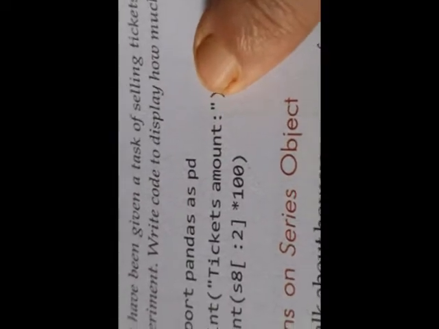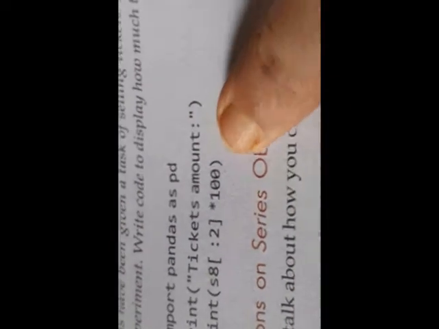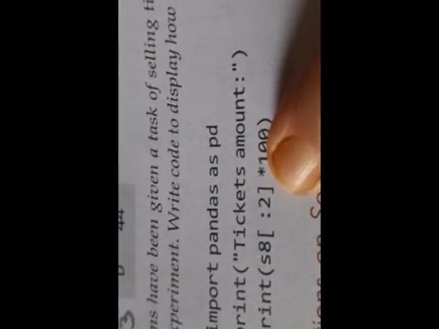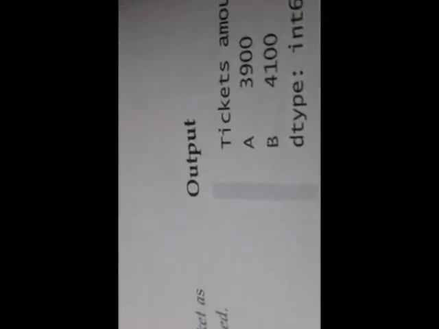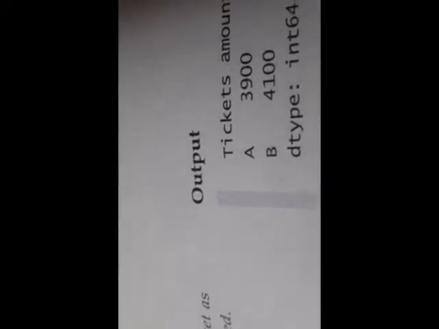Import statement, this I did not write because I have already imported it for this session in the beginning. Ticket amount, and you see slice is taken out. Now slice starting is 0 and end is 2. 2 means minus 1, so 0 and 1, multiplied by 100. So these, that is sections 0 and 1, that is A and B, each one collected 100. So that's why number of students multiplied by 100. So this is the ticket amount. This is the solution.